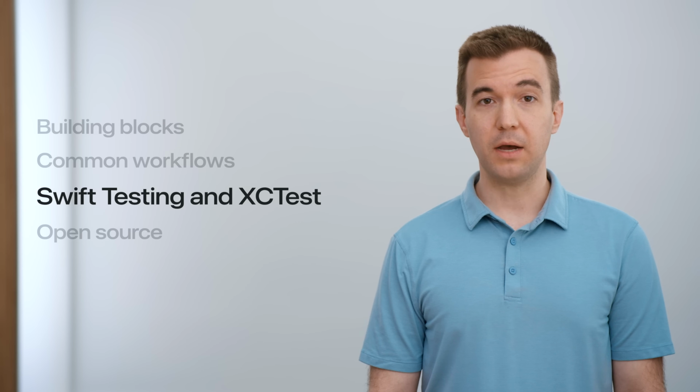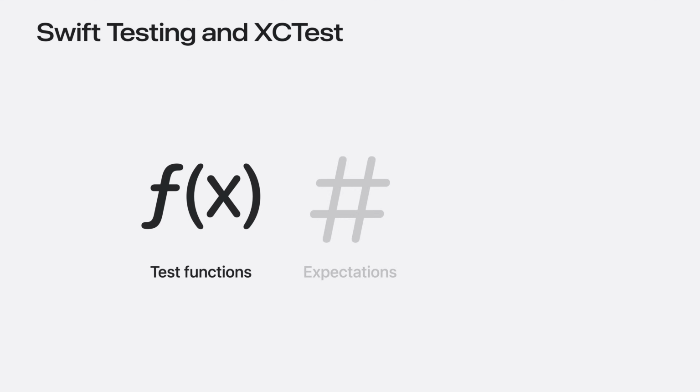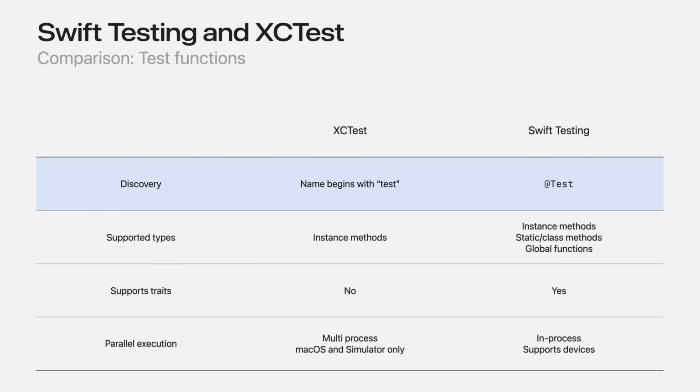Next, let's talk about how Swift Testing and XCTest relate to one another. If you've already written some XCTests, you might be wondering how this new testing system compares, or how to migrate your tests. Swift Testing has some similarities to XCTest, but also some important differences to be aware of. Let's compare three of the building blocks from earlier: test functions, expectations, and suites. Tests in XCTest are any method whose name begins with test. But Swift Testing uses the test attribute to denote them explicitly, so there's no ambiguity.